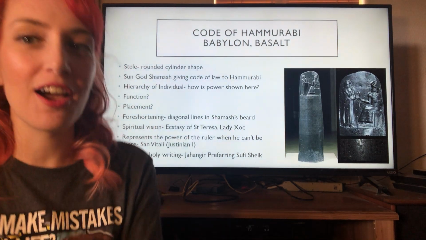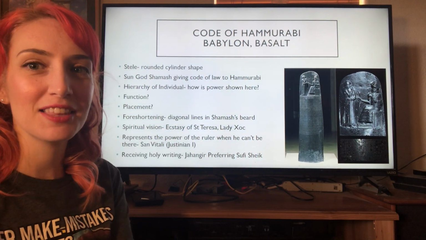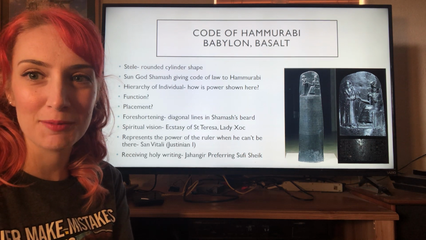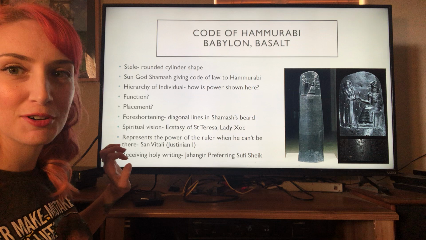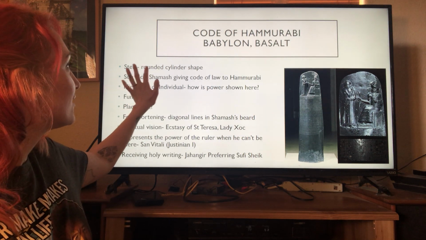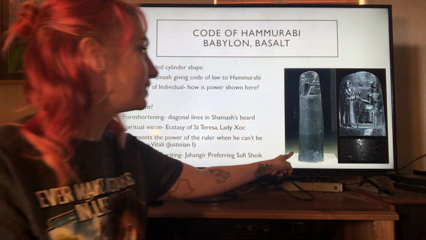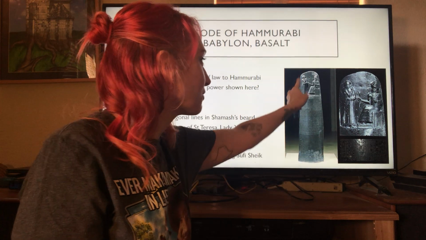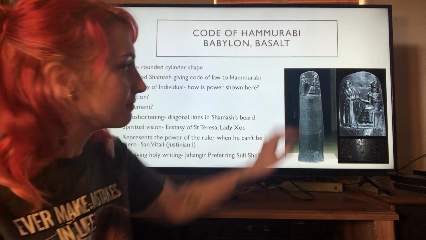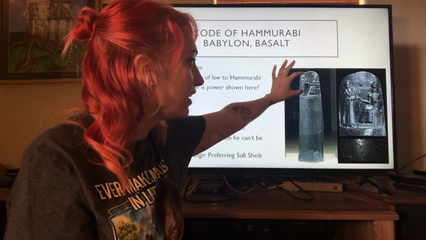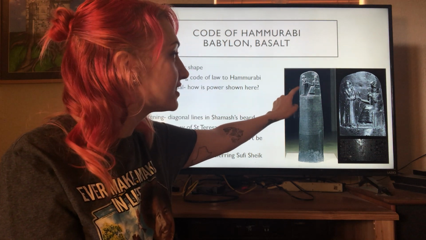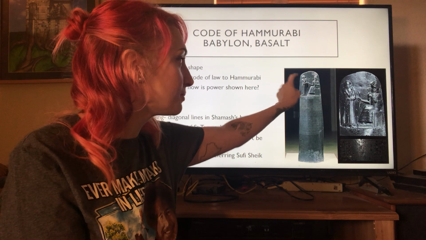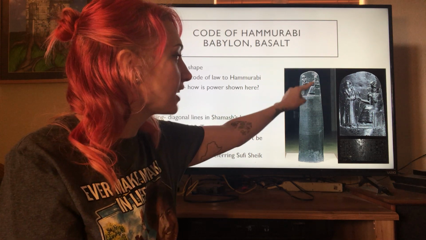Alright, first one we're going to talk about is the Code of Hammurabi. You might remember it as the Stele of Hammurabi. A stele is a rounded cylinder shape, with sort of a round at the top. At the top we have a relief carving. It's fairly high relief. We see some element of undercutting and some strong shadows. So that's at the top of the stele.